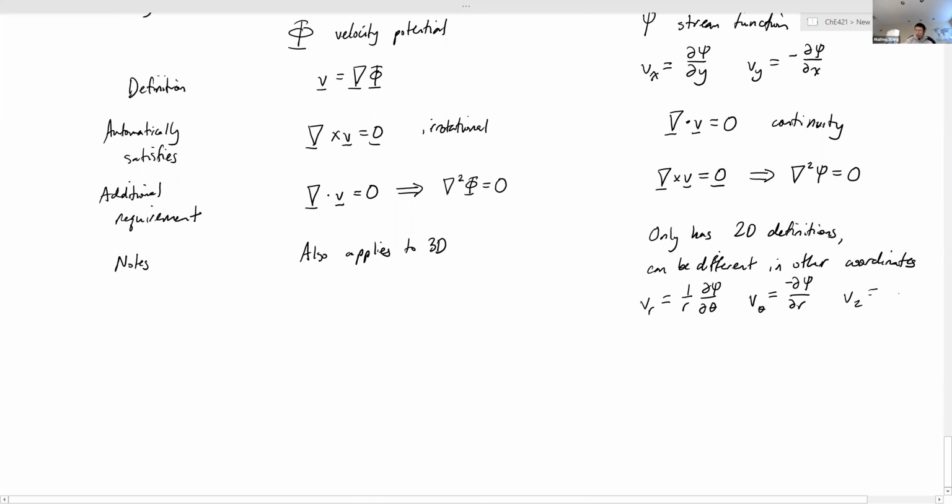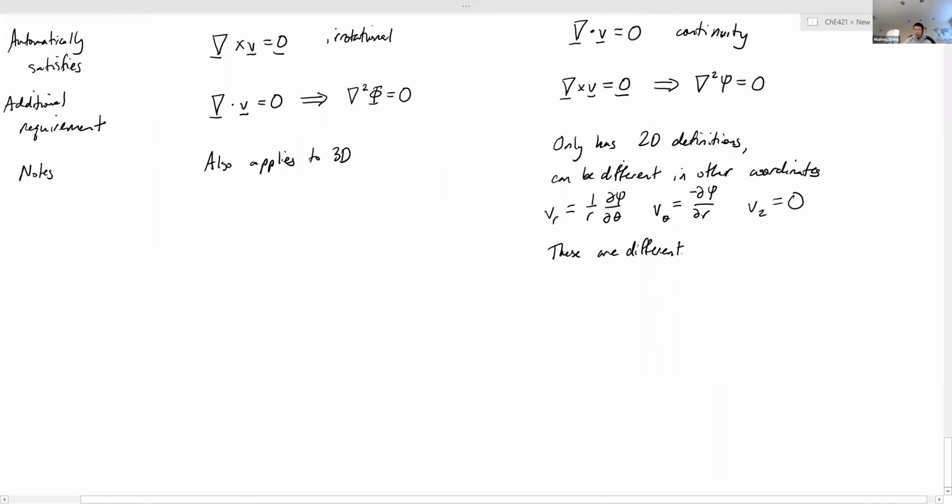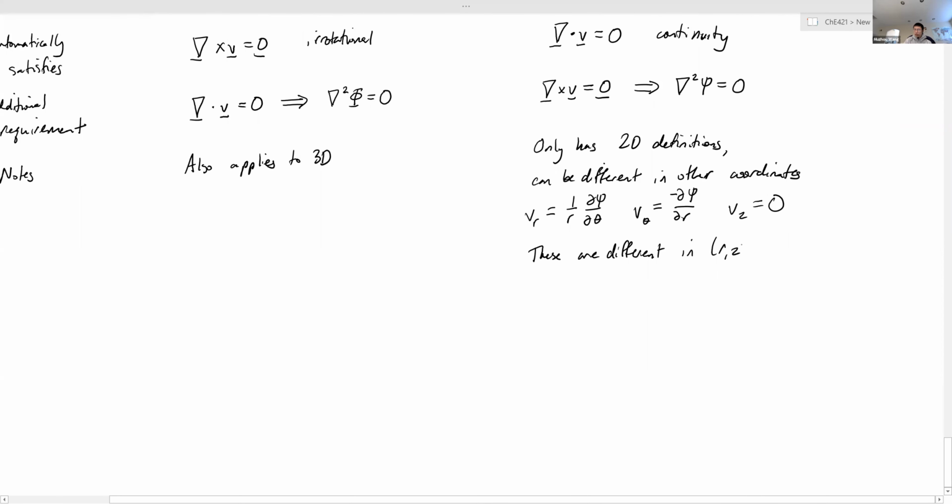And then of course there's no VZ component, right? And so I'll say these are different. If you have, in like RZ cylindrical, you could also have like R theta spherical. In other words, you only have velocity in the r and theta direction in the spherical coordinates, right?